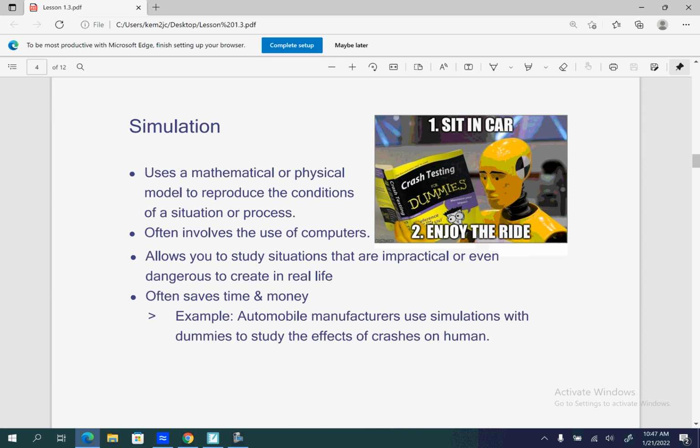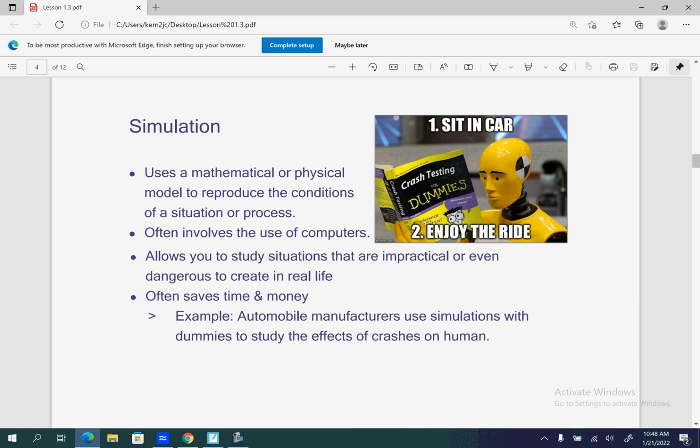Okay, a simulation is a mathematical model or a physical model that reproduces conditions. A common example of that is crash test dummies. Crash test dummies are used to simulate what would happen to a body in a car crash, and then they determine safety features of vehicles based on that.